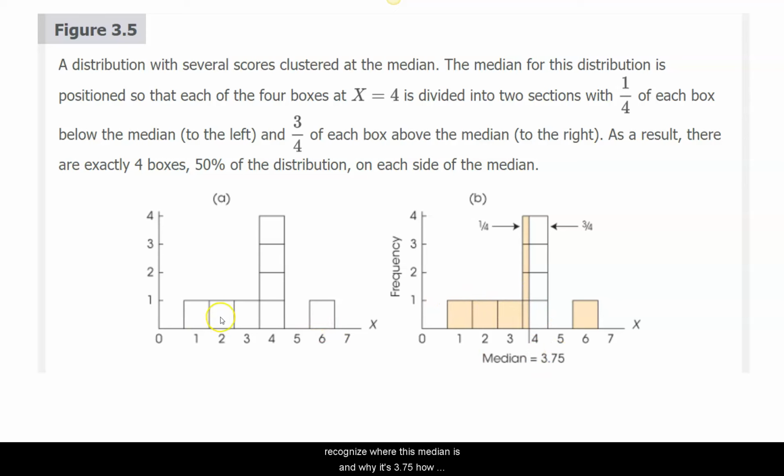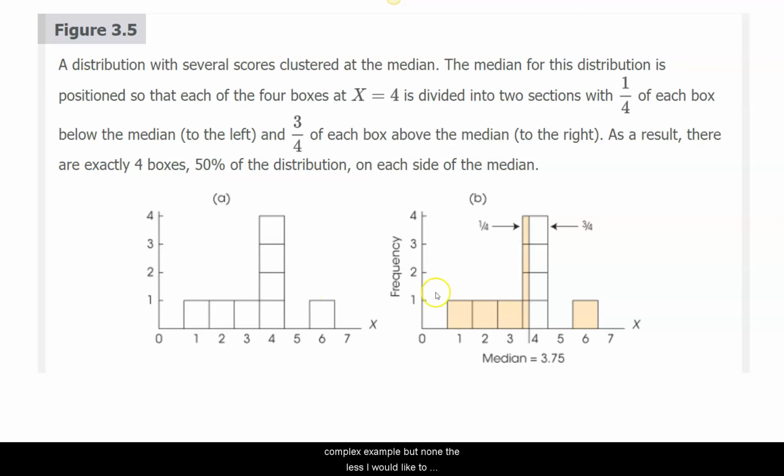How many boxes are there? 1, 2, 3, 4, 5, 6, 7, 8. Fair enough. My goal is to have 4 on each side of the median if there are 8 boxes. 1, 2, 3, plus 4 quarters. A whole, W-H-O-L-E, plus a quarter, plus a quarter, plus a quarter, plus a quarter. And sure enough, that adds up to 4. Over here, I've got a whole, plus 3 quarters, plus 3 quarters, plus 3 quarters, plus 3 quarters, and that also adds up to 4. So a fairly direct notion, and I will always pledge to make the median be somewhere that it's obvious.